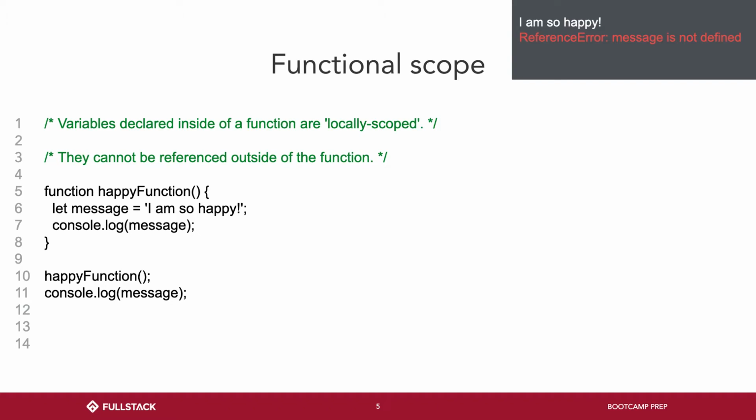But then we say console.log message right underneath it. And we get a reference error. Message is not defined. Because JavaScript is saying, where is message? All I see is happy function. It can't look inside of here, okay? Because that is a scope down, scope level down. Does that make sense? Yes. Okay, cool.